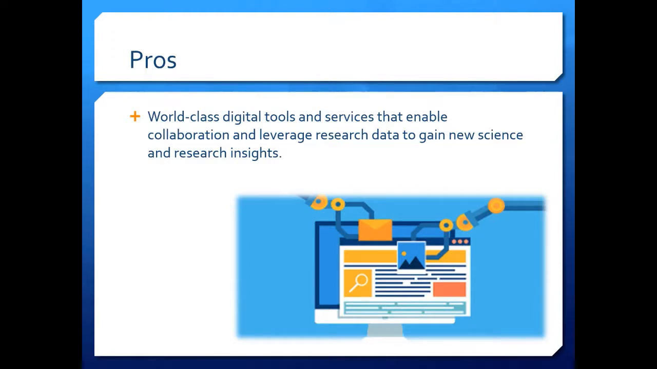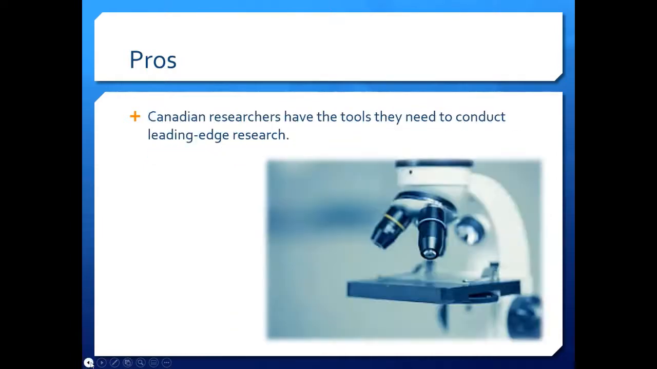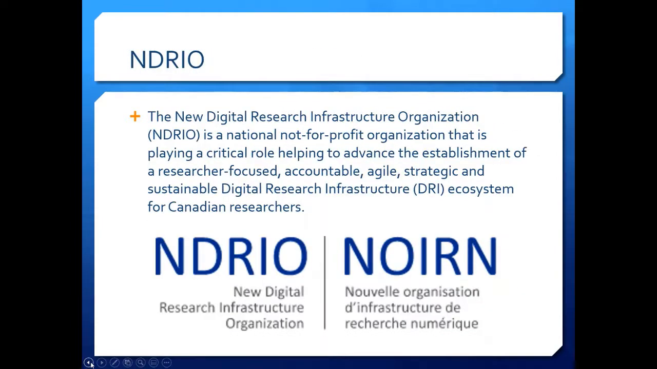So NDRIO is a national not-for-profit organization that is playing a critical role helping to advance the establishment of a researcher-focused, accountable, agile, strategic, and sustainable digital research infrastructure ecosystem for Canadian researchers. So a big, big deal that this organization is finally happening, and also, frankly, quite disruptive to the current ecosystem in a number of different ways.